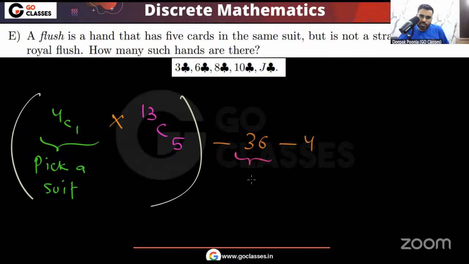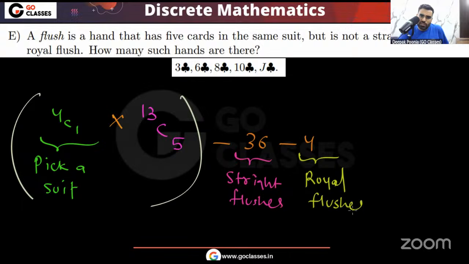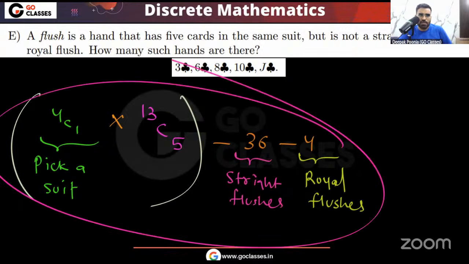So you can see this 36 we are removing for the straight flushes, and this 4 we are removing for the royal flushes. I hope you understood this. Okay, so this is your answer. This is the total number of flushes.